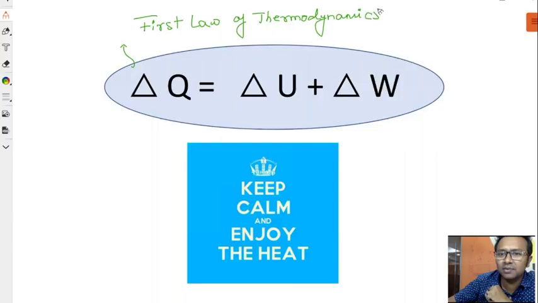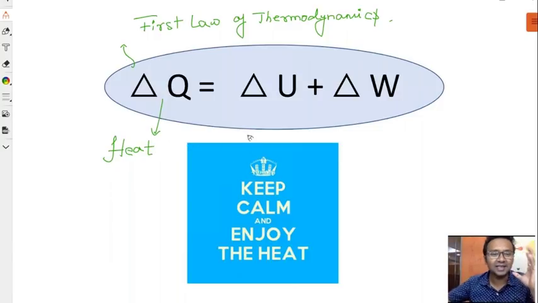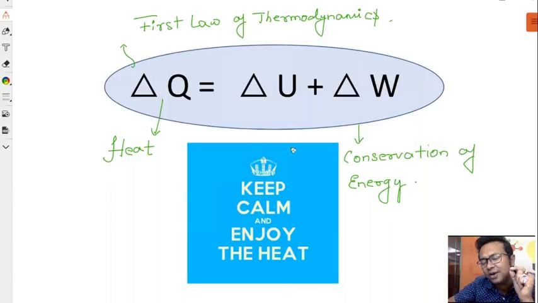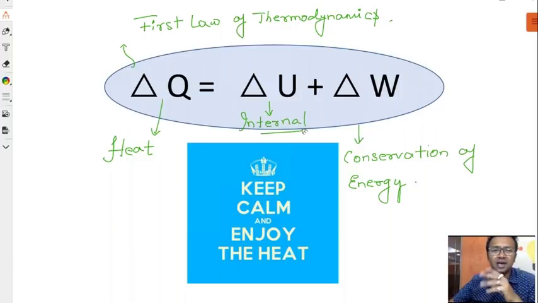The first law of thermodynamics is delta Q, whatever heat you are supplying to a system, students. See, this equation is basically an equation of conservation of energy. Now here, whatever heat you actually supply to a system, it uses it in 2 ways. Point number 1, to increase its internal energy. Internal energy, I'm talking about a gas.